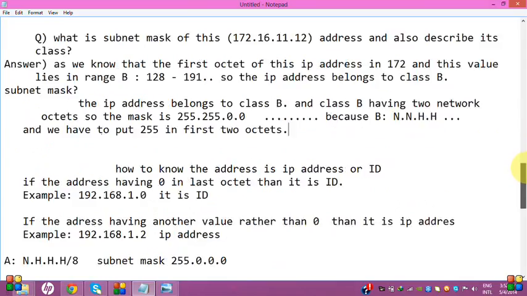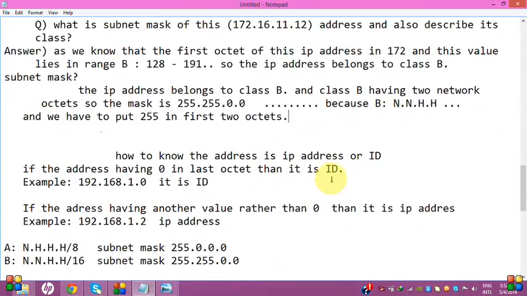How do we know whether an address is an IP address or an ID? What is the difference between IP and ID? If the address has 0 in the last octet, then it is an ID. Example: 192.168.1.0. You can see there is a 0 value in the last octet, so it is an ID. If the address has a value other than 0, then it is an IP address. You can see it's not 0, it's 2, so it's an IP address.